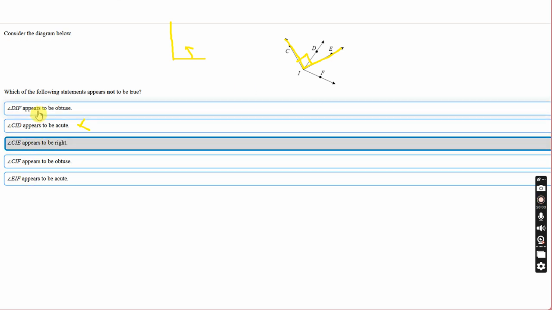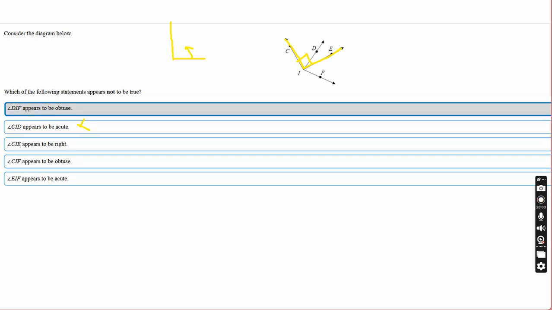The next one, CIF. So CIF is obtuse. Remember, so it is true. The next one, EIF. EIF is acute. Yes, it is acute because the lines are coming together.